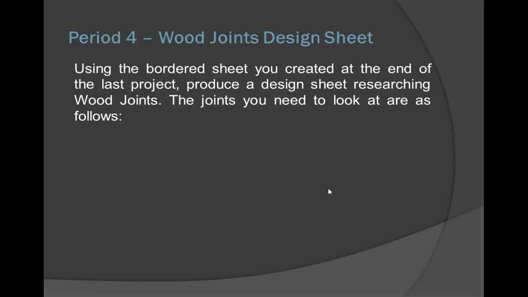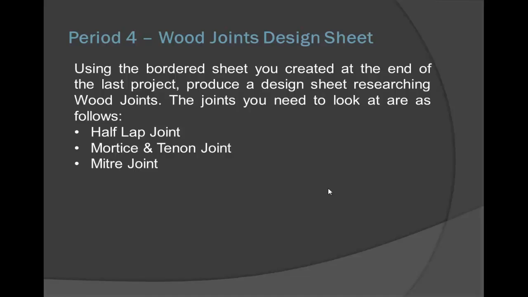The joints you need to look at are as follows: the half lap joint, which obviously you've made, or most of you have made in the workshop so far, the mortise and tenon joint, which is what you'll be looking at and focusing on today, mitre joint, biscuit joint and finger joint. Those are the 5 joints that you need to have information on.